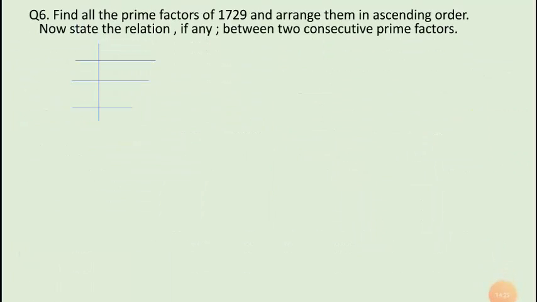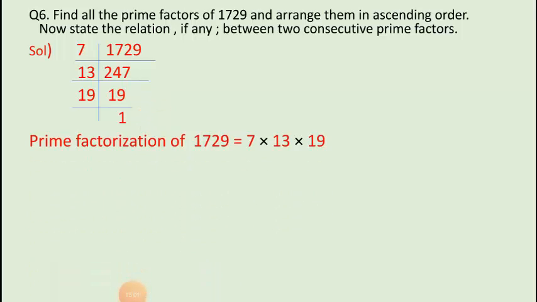Now here comes the next question, that is question number 6. We need to find all the prime factors of 1729 and we need to arrange them in ascending order, and we have to also state the relation, if any relation is existing, between these two consecutive prime factors. So children, first of all, as I have told you, any of the methods we can use to find its prime factor for the given number. So here we have again used the repeated division method and we obtain its prime factorization.